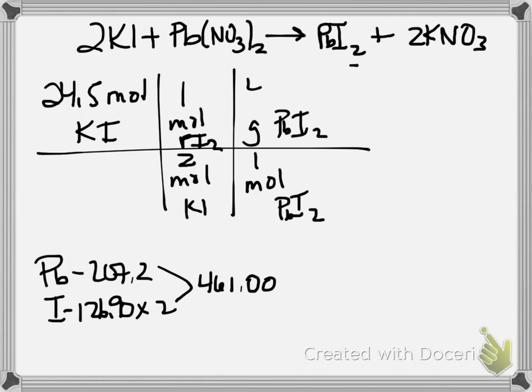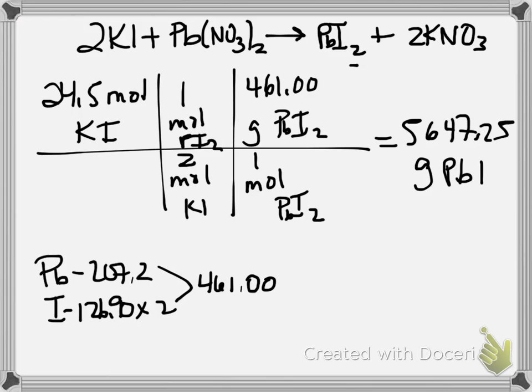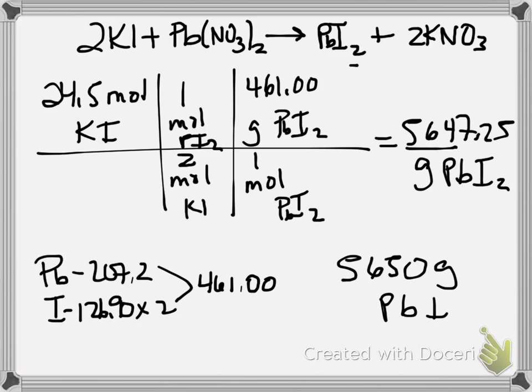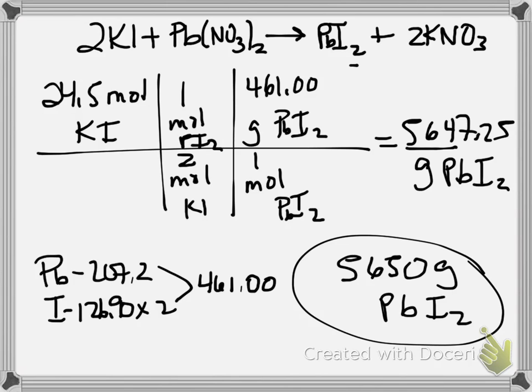Okay, so we know that 1 mole of lead iodide is 461 grams of lead iodide. So when we do our math, that times 24.5 divided by 2, we get 5,647.25 grams of PbI2. I was making phosphorus iodide there earlier. Sorry. So we have 3 sig figs to work with. That's going to get us 5,650 grams of lead 2 iodide in round numbers.